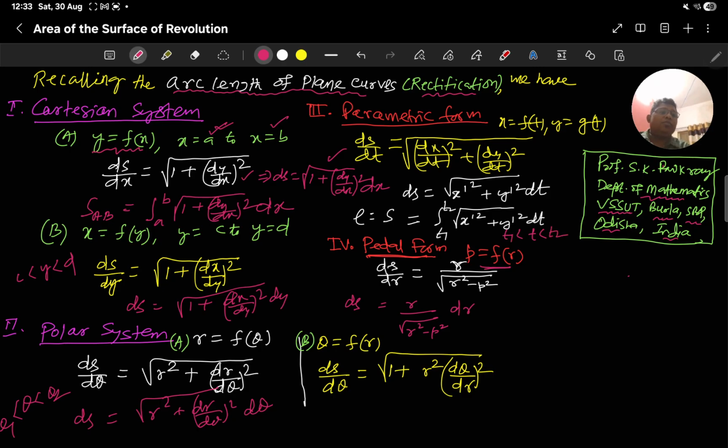Before the details of the discussion of the area of the surface of revolution, suppose I rotate a two-dimensional curve, say a circle, about the x-axis. Then it will generate a sphere, and we find the surface area of the sphere. It will be 4 pi a square, where a is the radius.